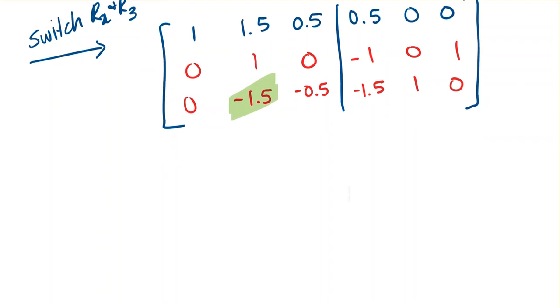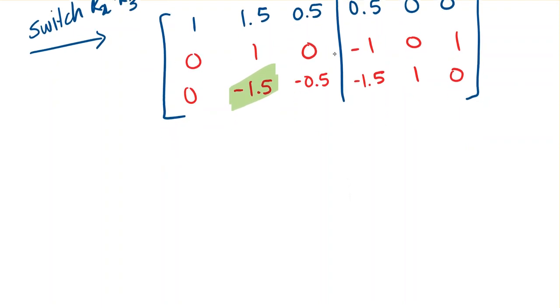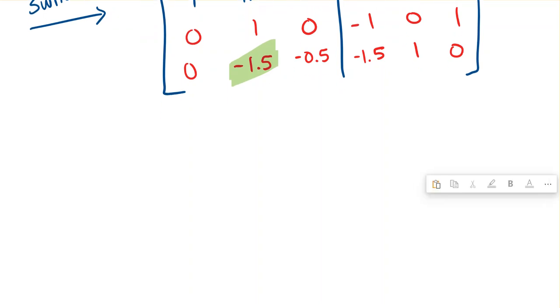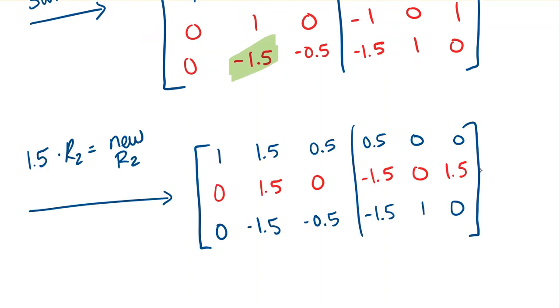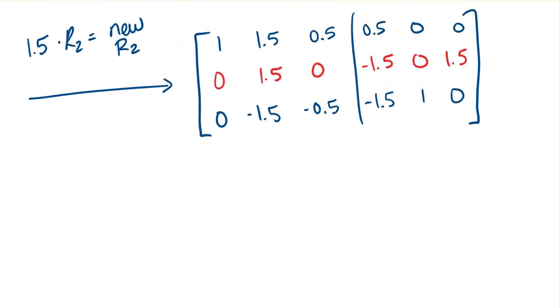We could do that by multiplying row 2 by 1.5 and then seeing that when we add row 2 and row 3 after doing that, this entry would cancel to a 0. Let's do that in our next steps. Multiplying row 2 by 1.5, we get this. Next, we will take row 2 plus row 3, and that'll become our new row 3.